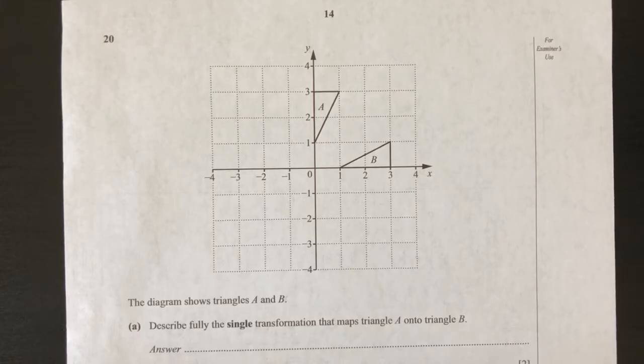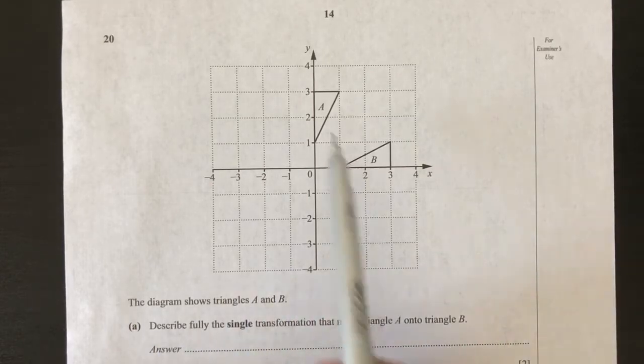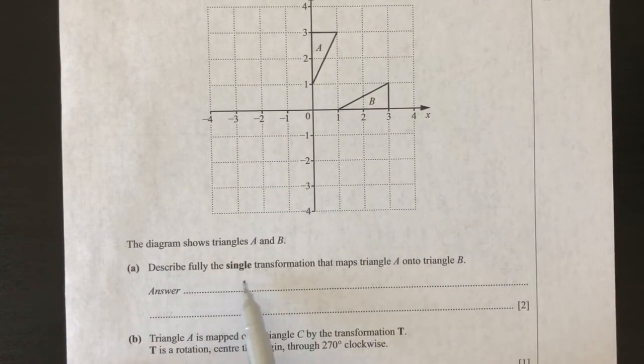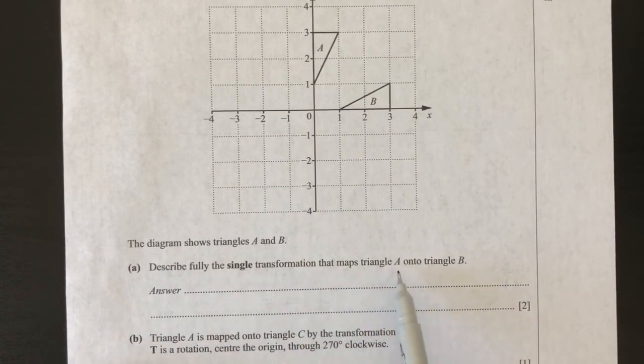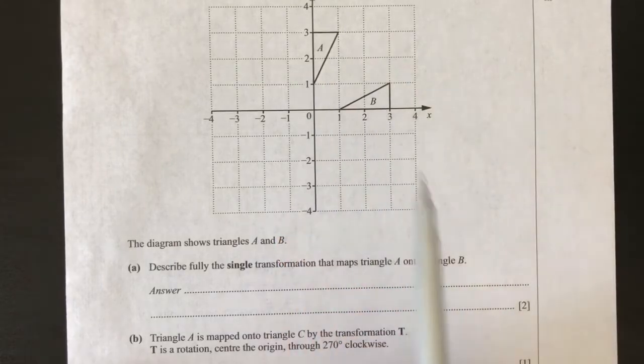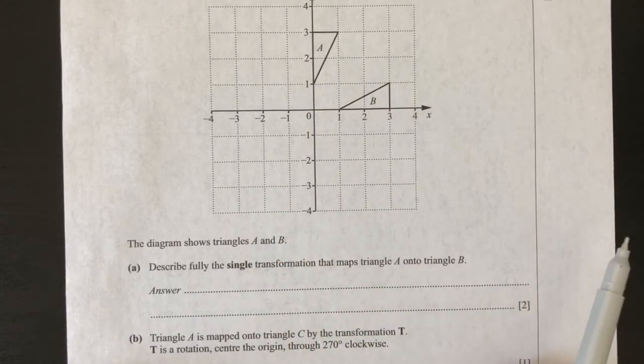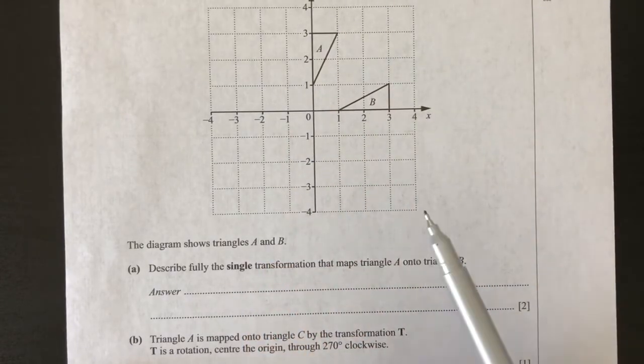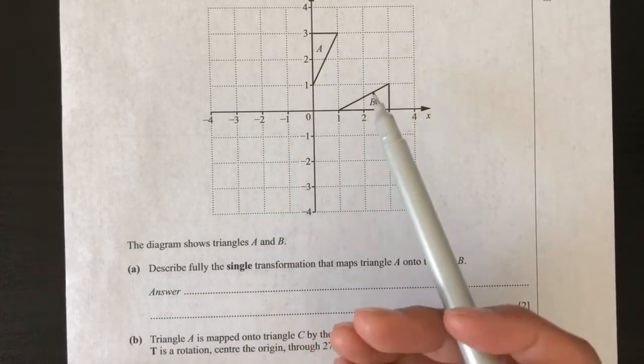This is question number 20. The diagram shows the triangles A and B. So we have A and B, okay? Part A, describe fully the single transformation that maps A onto B. So we have to observe. First thing we observe is that the sides are the same, which means it is not an enlargement.